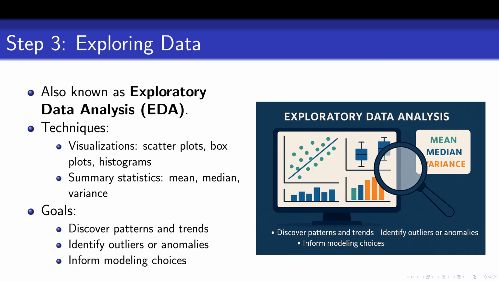One key goal of this step is to spot anomalies or outliers, which may skew results or signal data quality issues. Another is to begin forming hypotheses about what relationships exist in the data. This phase is a bit like detective work. You're not testing models yet, but you're asking smart questions and looking for clues that will guide your next move.